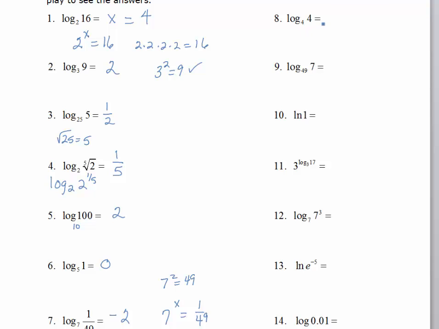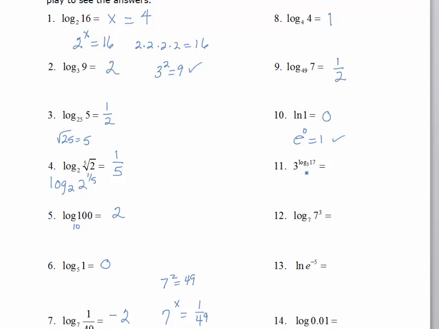Number 8, 4 to what power gives me 4? That's one of the special properties. The answer is 1. 49 to what power gives me 7? Well, I know the square root of 49 equals 7, so the answer is a half. The log of 1, whether it's base 10, 5, or e, is always equal to 0. e to the 0 would equal 1. That's how I would check that one.